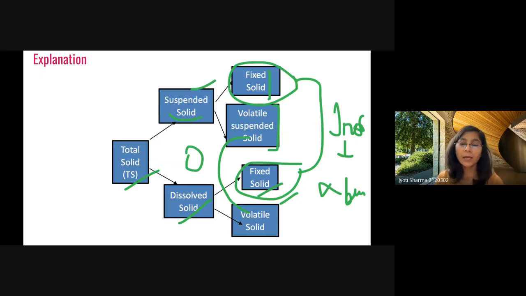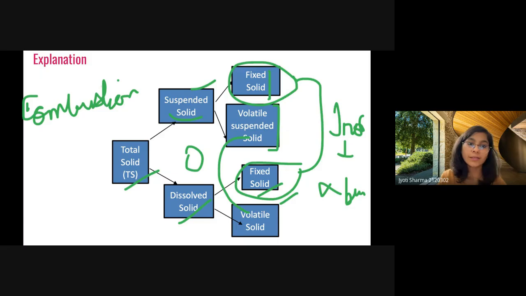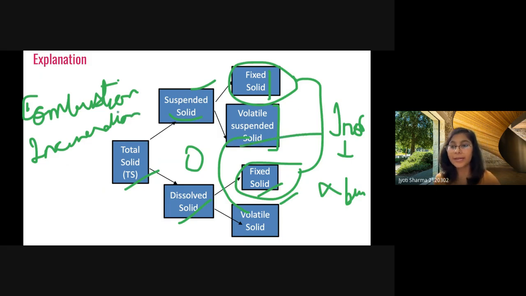So whenever we want to reduce the sludge, one process will be the combustion, because using that combustion, or one more term is incineration. Under this incineration we can burn out the volatile suspended solid, and this is how we can reduce the volume of the sludge. So based on what we have in that sludge, we will have different techniques to manage that sludge, right?